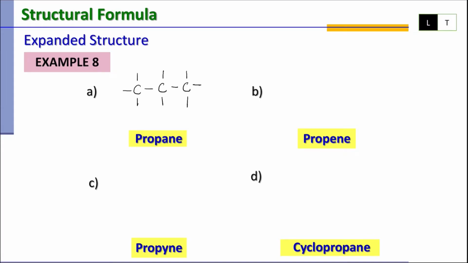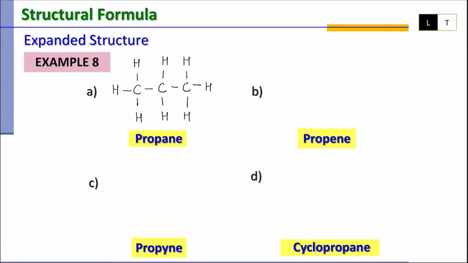So all carbon atoms ada 4 bonds and seterusnya each of them akan bonded kepada hidrogen dan pastikan hidrogen awak cukup 8. So 1, 2, 3, 4, 5, 6, 7, 8. So this is propane. Next one, we have propene.